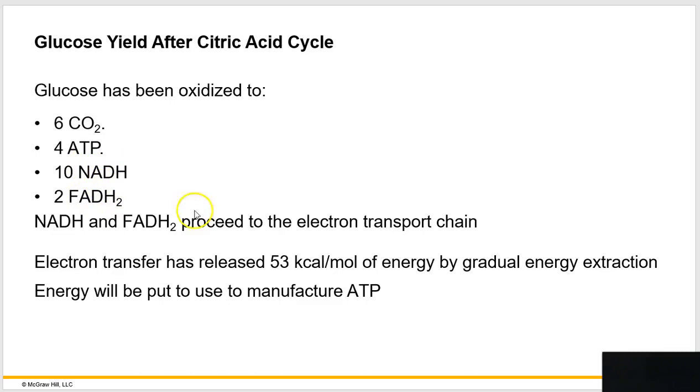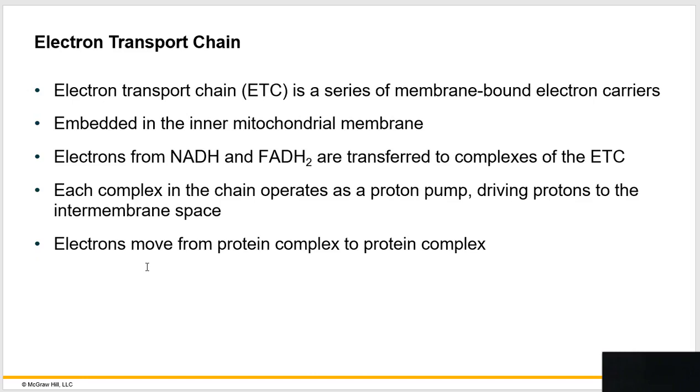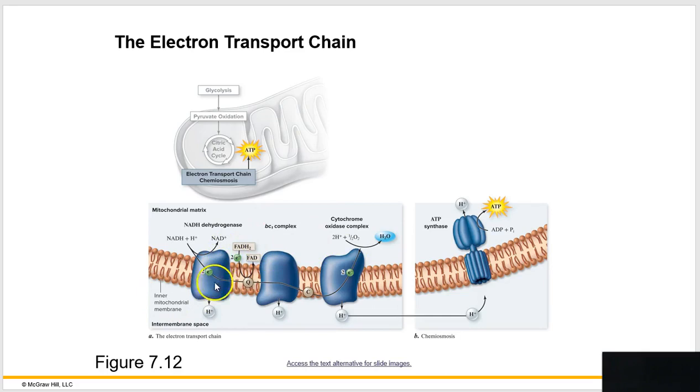They'll then proceed to the electron transport chain, and electron transport has released about 53 kilocalories of energy by gradual extraction, and that will be put to use to manufacture ATP outside of the electron transport chain. So the electron transport chain is a chain of these electron carriers. It's in the inner membrane of the mitochondria, and this is where those electron carriers go to dump off their electrons. This is the major complexes of the electron transport chain here.